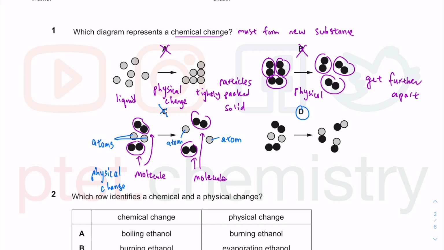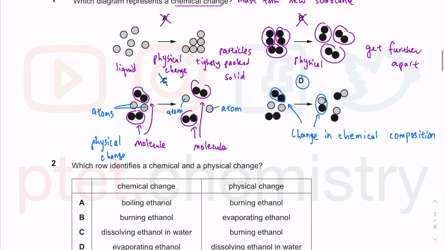And there's a change in chemical identity. If you look at these two black atoms, now you only have one black atom and one gray atom. So something has changed. There's a change in identity, a change in chemical composition. When you write the word composition, it means what you are made up of. So change in chemical composition, change in chemical identity, there's going to be a chemical change there.